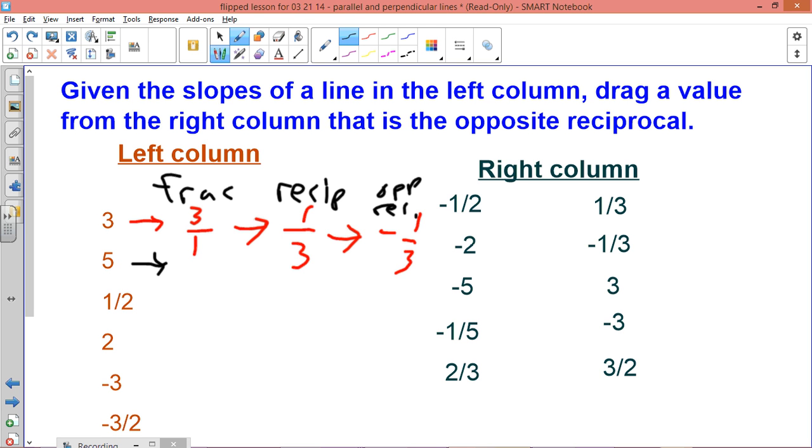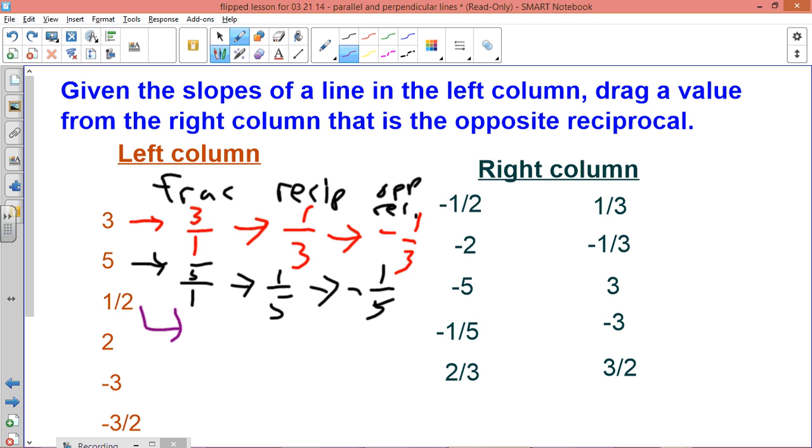5 goes to 5/1. The reciprocal of that, 1/5. And the opposite reciprocal, -1/5. If you do it as a progression here, you'll never make a mistake with your signs. But it is possible to do it without using this many steps.